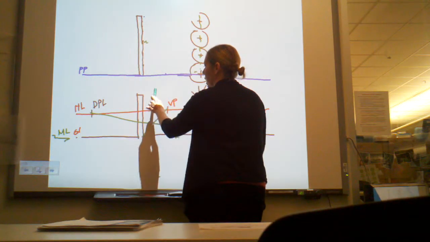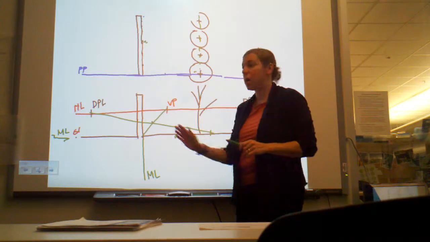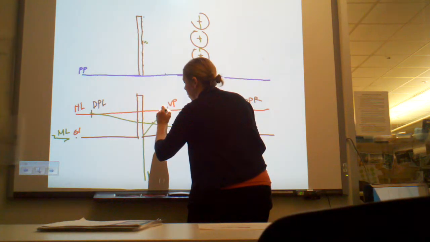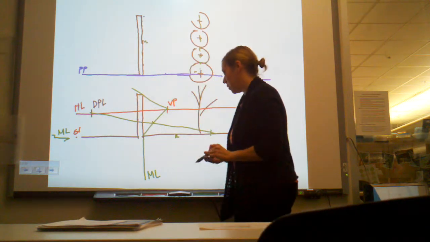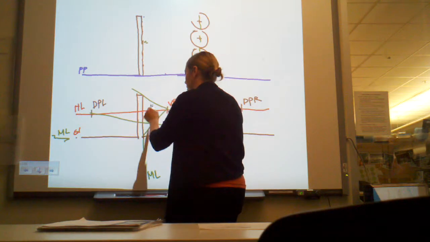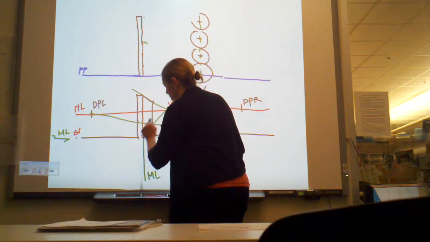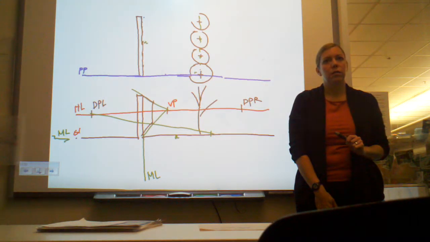To figure out how high this wall is at that point, we know it's going to be on this line, so we just draw that line, and then we drop down perpendicular, and that is our wall. Cool.